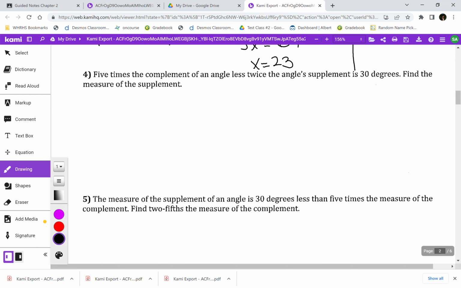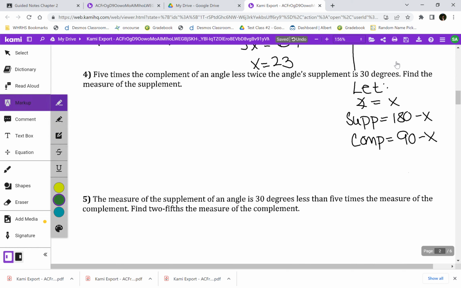What did we do? We wrote out a let statement. Let angle equal x. The supplement is 180 minus x. The complement is 90 minus x. All right, let's see what these words translate into.